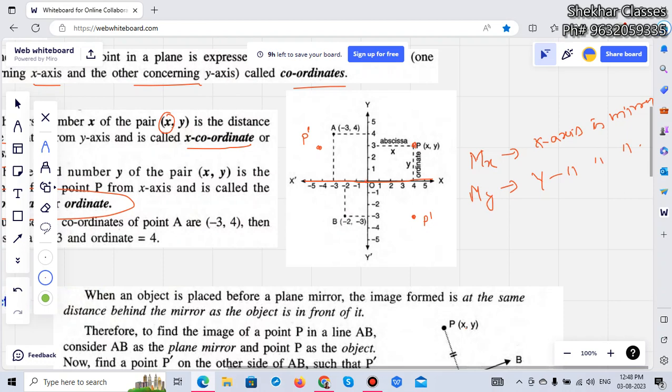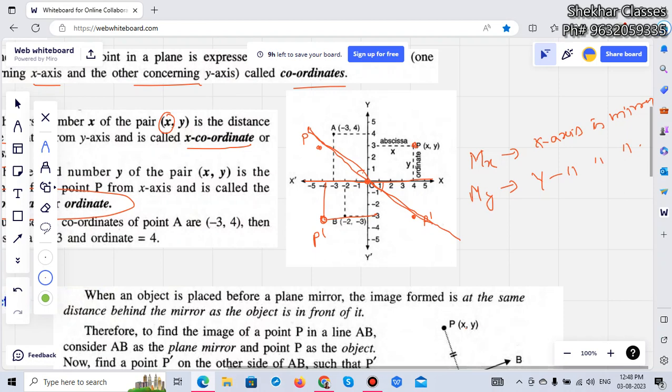Now, if the origin acts as a mirror, how can the origin act as a mirror? You draw a line at 45 degrees here, right? 45 this and 45 this here, 90. Anyway, forget about that degree part. If you draw a line at 45 degrees, this will behave as a mirror. So if you have an object here, where will the image be formed? This is 4, it will come here, and this is 3, the image will be formed here. P dash. Is it clear?